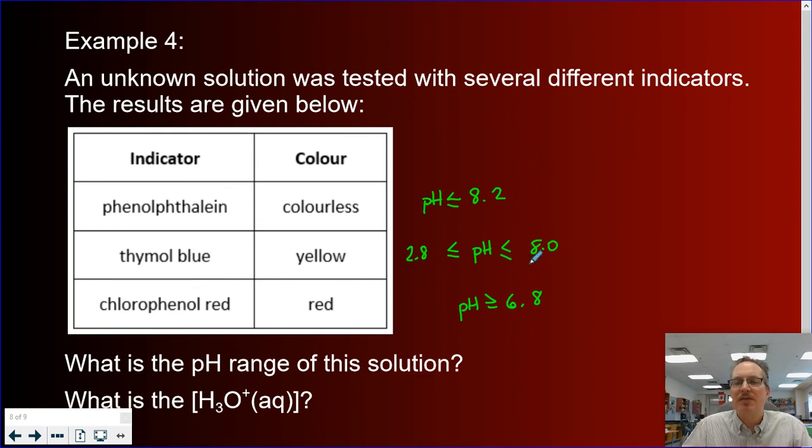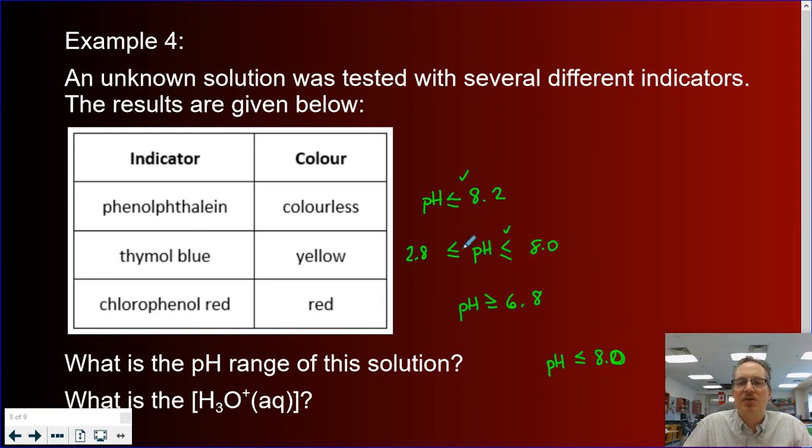So those are all my clues. We don't get any marks for that. Now we're going to add all this information together. So what is my pH range? Let's add the clues up. Well, we know the pH is less than or equal to 8.2. So thank you for that piece of information. We know the pH is less than or equal to 8.0 as well, so we're going to narrow it a little bit more. So now we know this is 8.0.